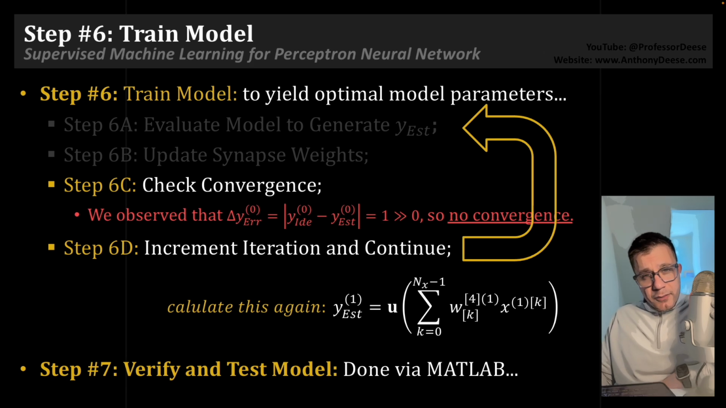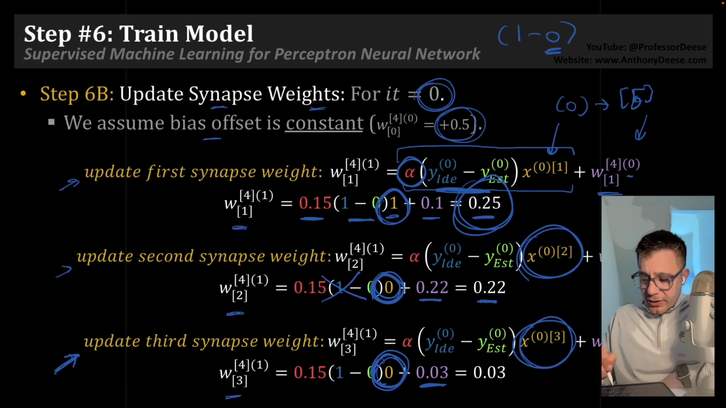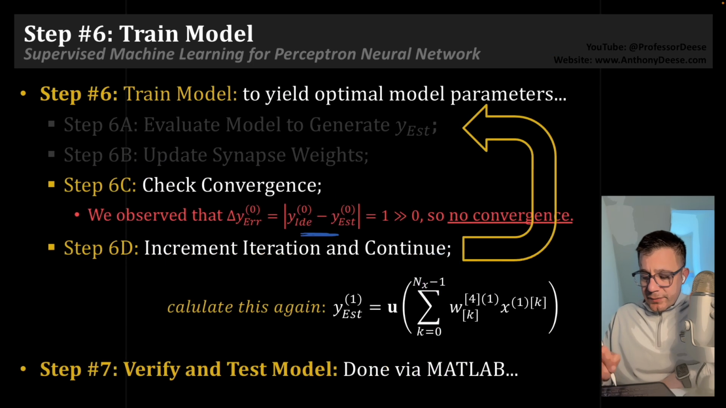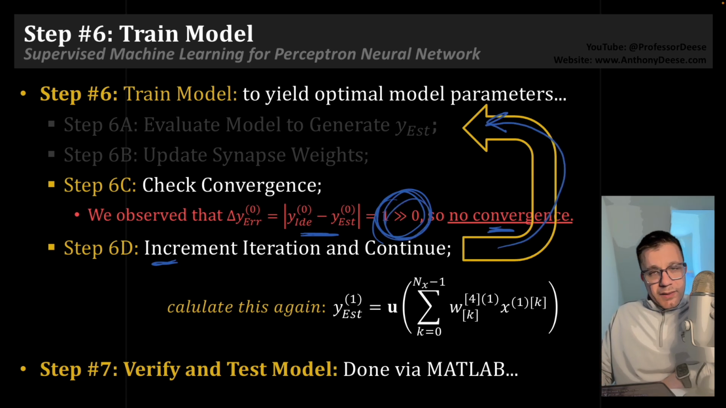Okay, now we're not done with training yet. We still need to check for convergence, but we kind of already know the answer here. We saw in several locations that the difference between the ideal and the estimated is not equal to 0 or is not close to 0. And so this is much greater than 0. I mean, 1 is greater than 0, so we don't have convergence. And then step 6D would be to increment the iteration and continue. So we don't have convergence. We got to return to step 6A.